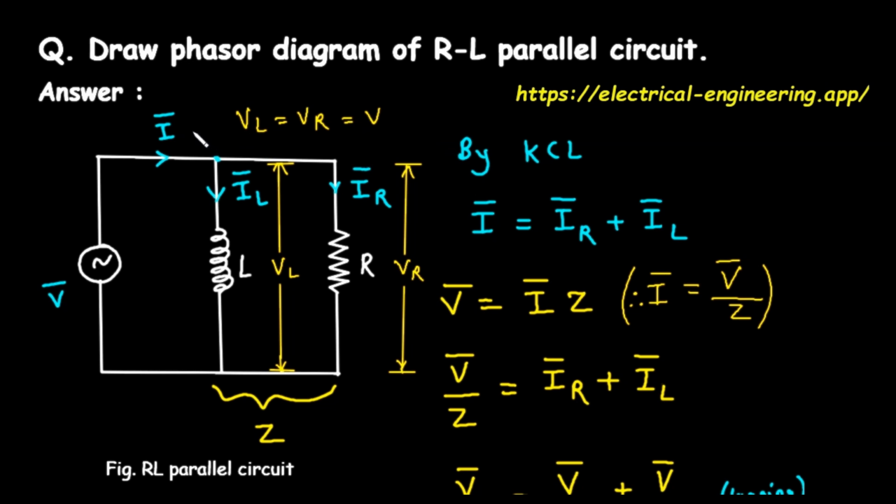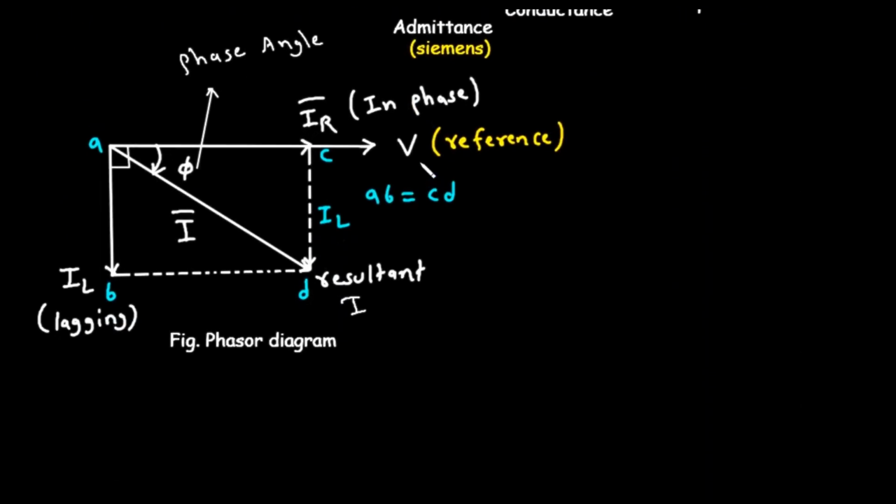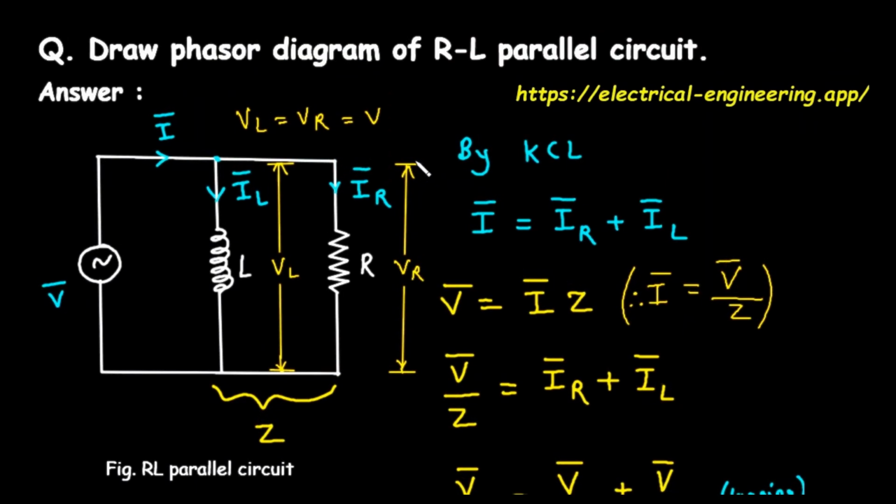Hello and welcome. In this video, we're going to take a deep dive into one of the fundamental concepts in AC circuits, the RL parallel circuit. We'll start by looking at the circuit diagram, then we'll walk through the mathematics that governs its behavior, and finally, we'll bring it all together by drawing and understanding its Phasor diagram. By the end, you'll have a clear picture of how voltage and current interact in this type of circuit.